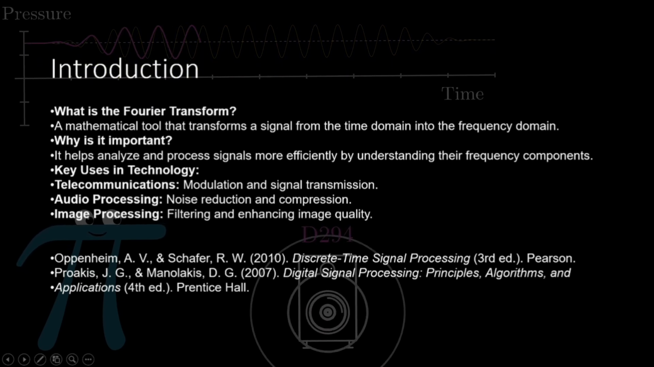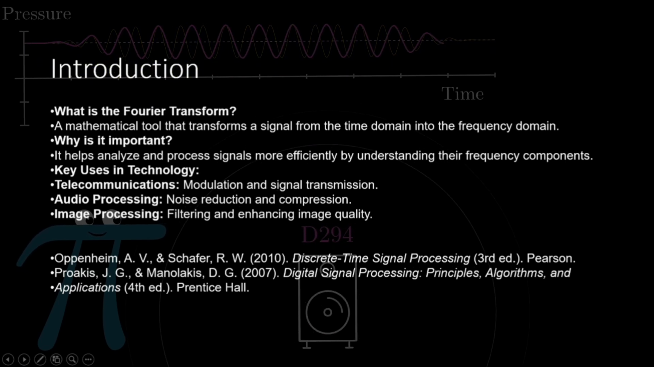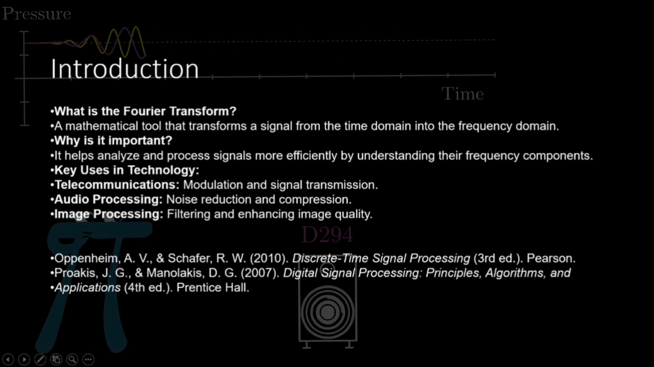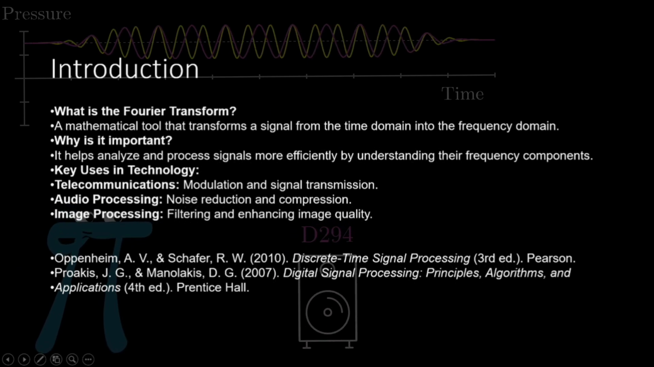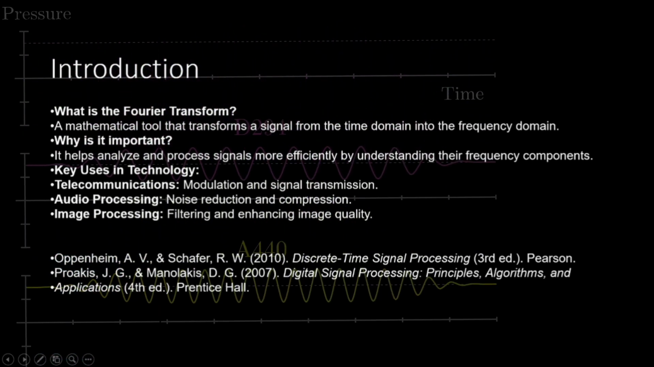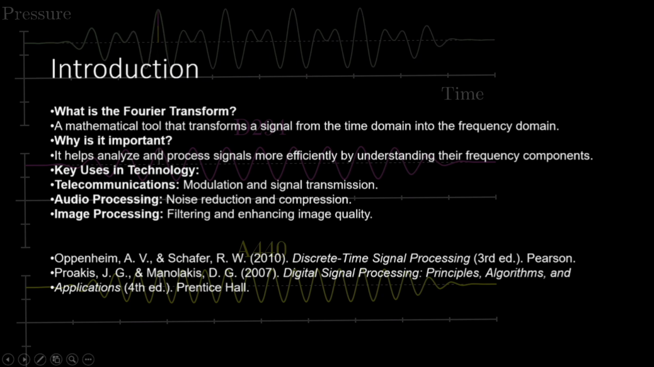Simply put, the Fourier transform is a mathematical tool that allows us to break down complex signals into simpler components, specifically into their frequency components. This transformation gives us a new way of analyzing signals by looking at them in the frequency domain rather than just the time domain. Why is this important?